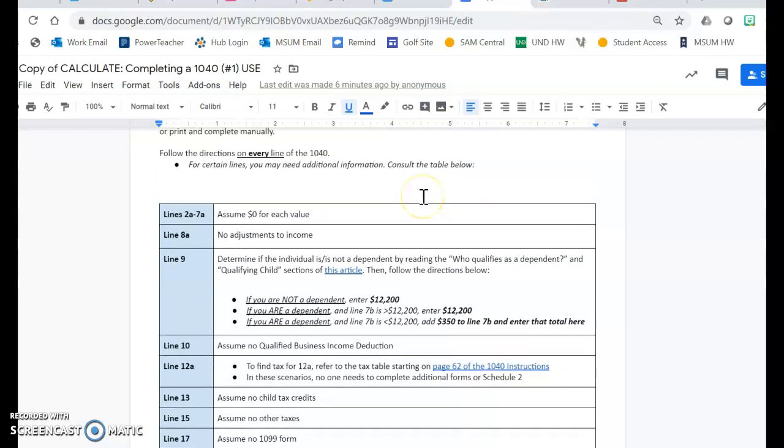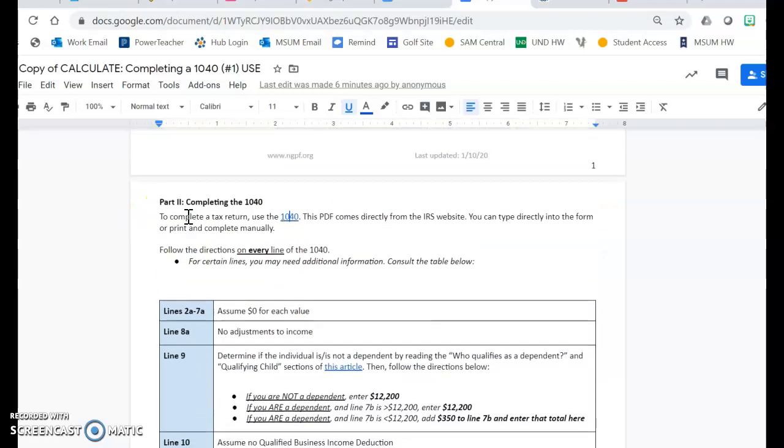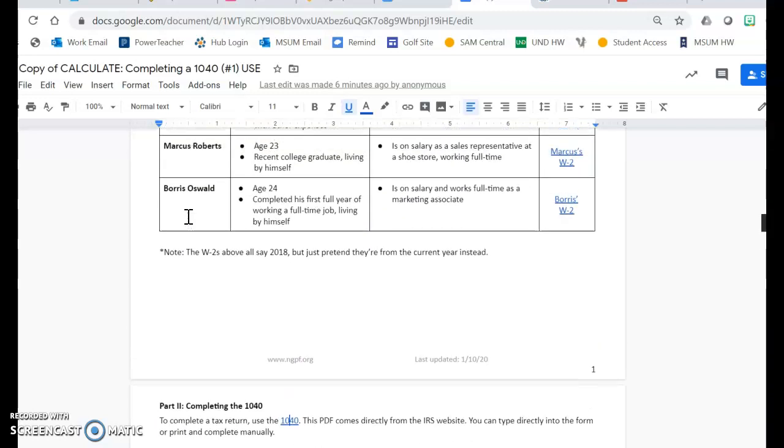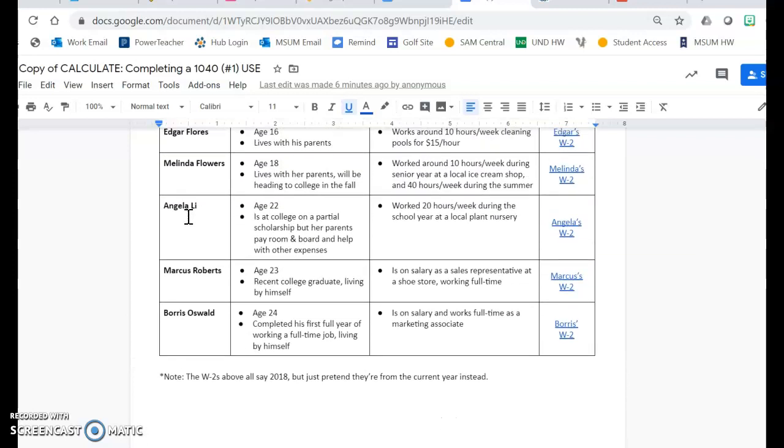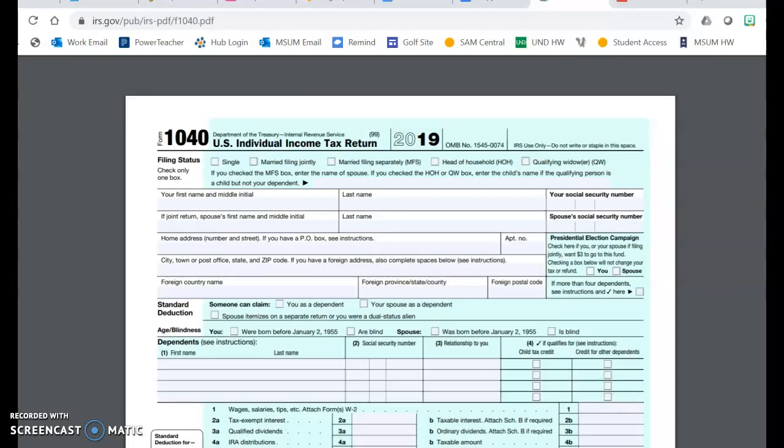So let's go ahead and get started filling out one for Melinda. Notice it starts at line 2A. That means I think line 1 here is just personal information. So I'm going to come back up to Melinda here, and let's look at it.